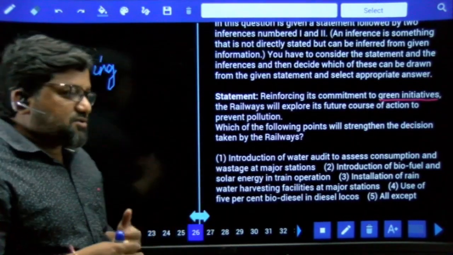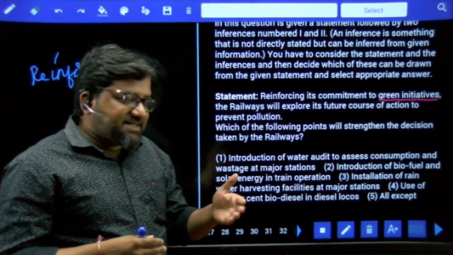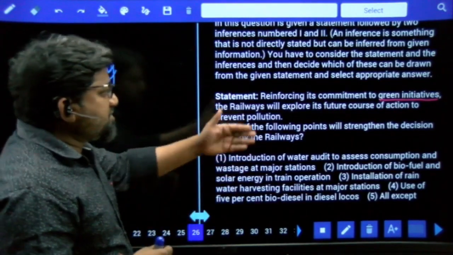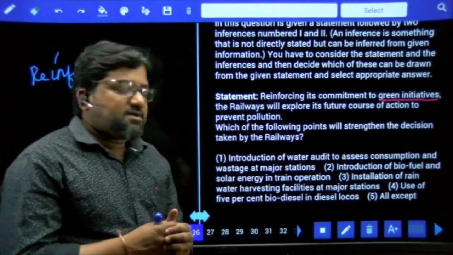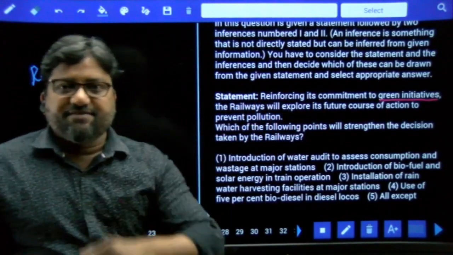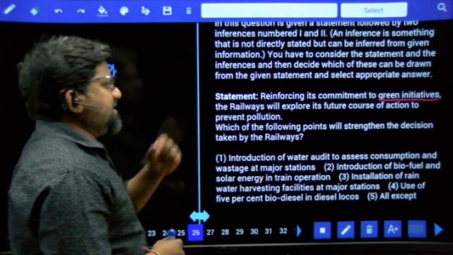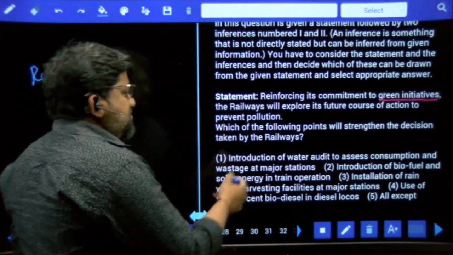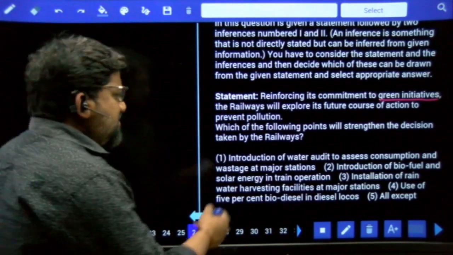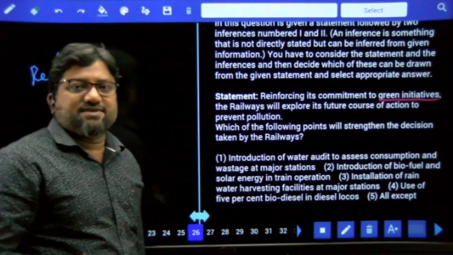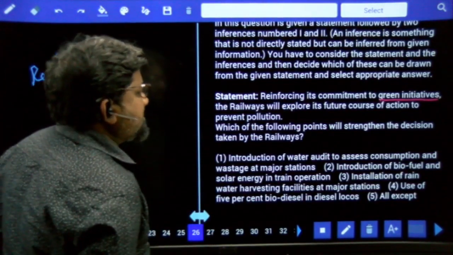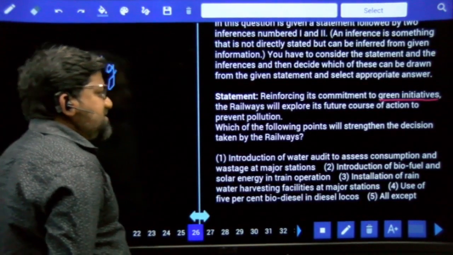So to make their initiative to protect this environment stronger, they are going to explore many options to do something better for the environment. This is what he is trying to explain. So future course of action to prevent pollution. They want to reduce the pollution. So what might be the steps taken by the railways to reduce the pollution? First, which of the following points will strengthen the decision? Acha, which of the following will strengthen the decision?